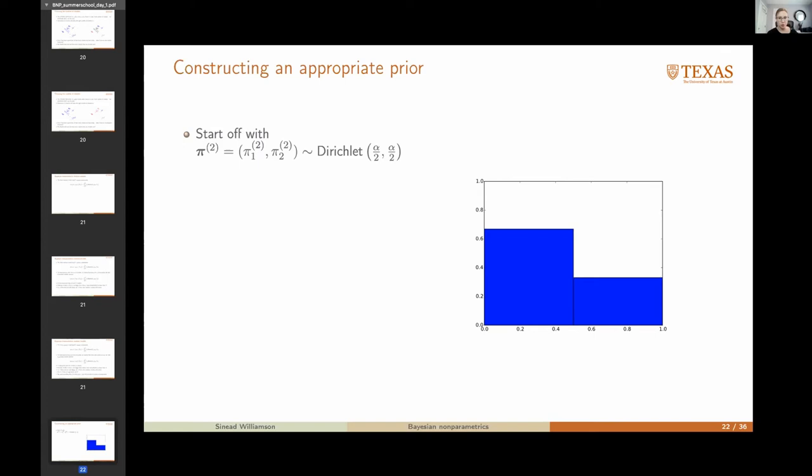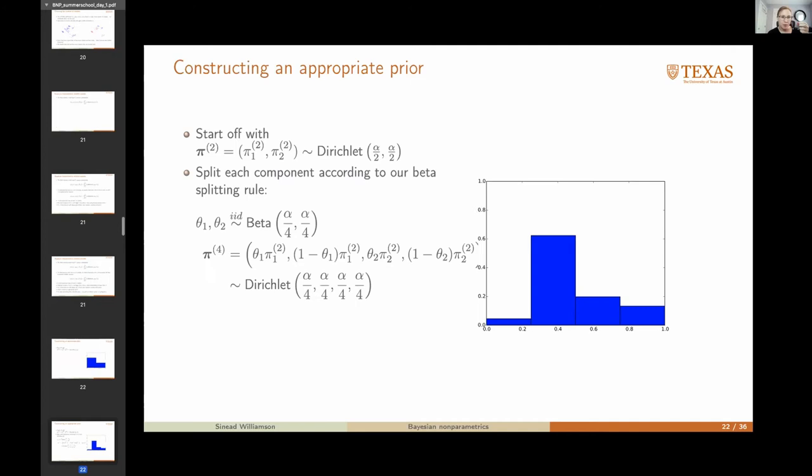I'm then going to recurse on each of these, and split them using that beta splitting rule. So I'm going to take the first one and sample theta one, which is a beta random variable, where the parameters are the original parameter for that first one, which is alpha over two times b, and alpha over two times one minus b. And I'm just going to take b to be a half for all of this to make it easier. If I do this, I now have a four-dimensional Dirichlet distribution whose parameters are alpha over four, alpha over four, alpha over four, etc.